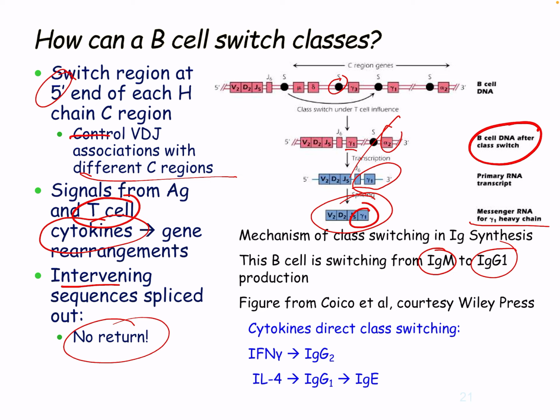So cytokines direct class switching. Like we've learned, interferon gamma can stimulate IgG2 production, while IL-4 can stimulate IgG1 and going to IgE. This is usually released when we're dealing with parasites, and also involved in some allergic reactions like asthma and stuff like that.